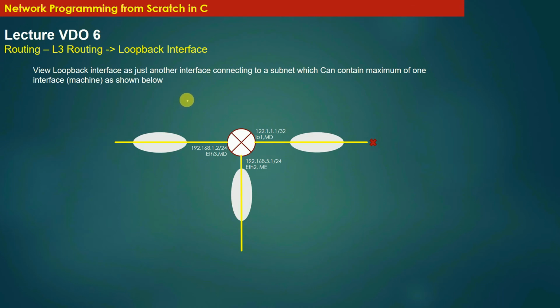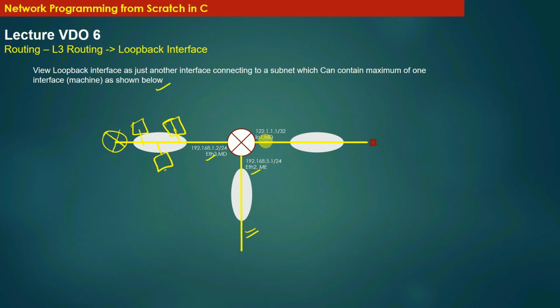view the loopback interface as just another interface connecting to a subnet which can contain a maximum of one interface on a machine, as shown below. So here you can see a router which has 3 interfaces. Interface 3 and interface 2 are just normal physical interfaces. On this interface, if it is a point-to-point link, you can have another router here. If it is not a point-to-point link, then you can have some set of host machines connected on this wire. Same is true with respect to the other interface of this router.